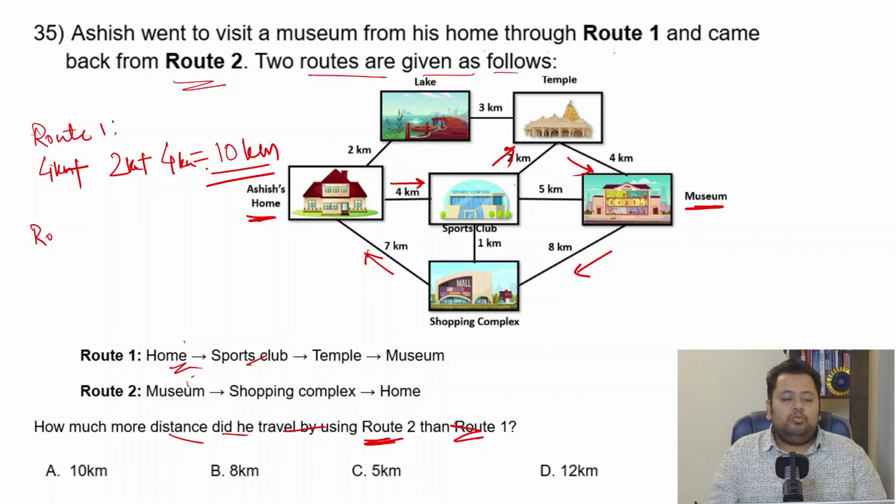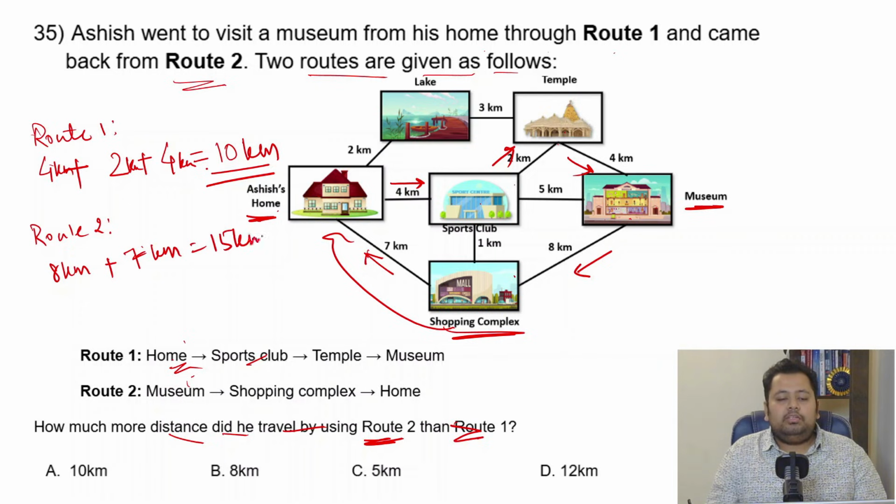Then he takes route 2. Route 2 is what? Route 2 is he comes back from museum to shopping complex, from shopping complex to Ashish home. Now from museum to shopping complex is how much? 8 kilometer. From shopping complex to Ashish home is how much? It is 7 kilometer. So total of 15 kilometers, correct?